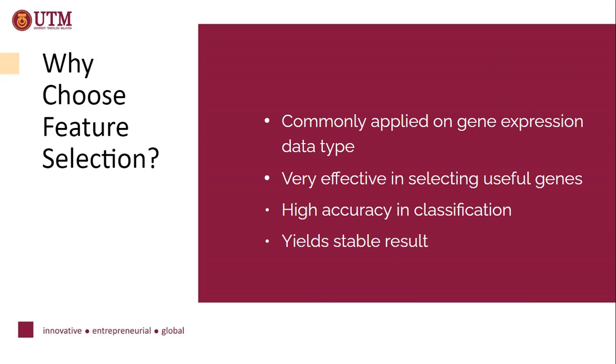After I finish with literature review, I've decided to choose feature selection as the method to select the most significant genes or features for my gene expression data. This is because it is commonly applied on gene expression data type. It is also very effective in selecting useful genes. Feature selection gives high accuracy in classification, and it also yields stable result, which will help me to achieve the research objective in the future.